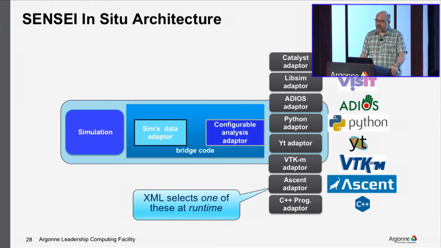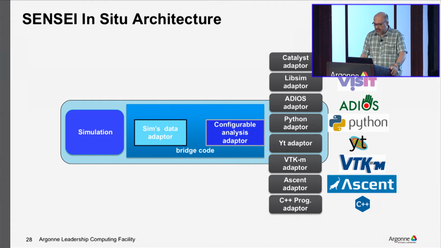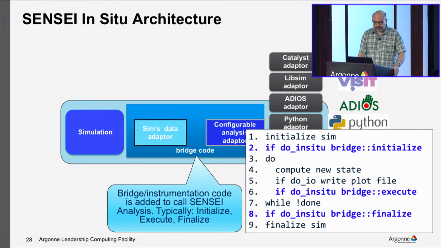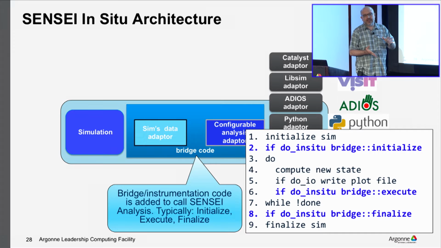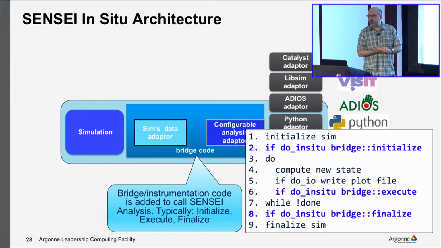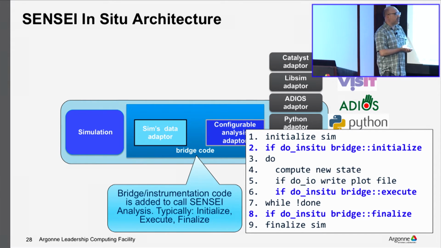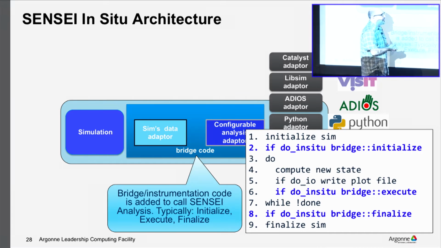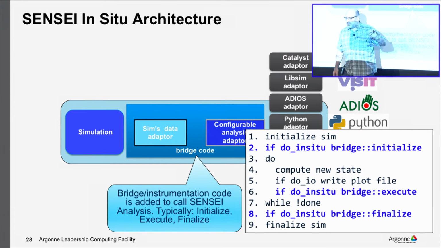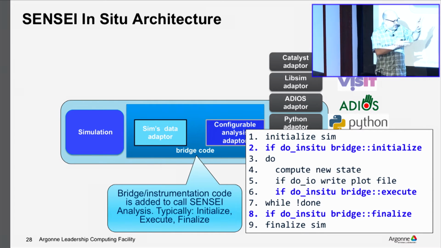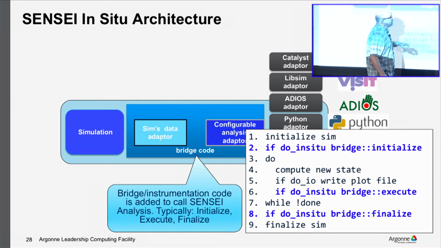There is an XML file that will select at runtime one of the possible backends. And this is what a very simplified version of a simulation code instrumented with SENSEI looks like. So we are adding the lines in blue here. And keep this in mind, when we talk about Ascent, there will be a very similar structure here.